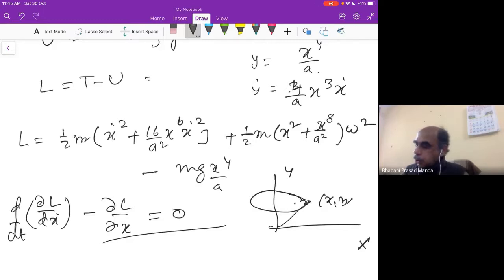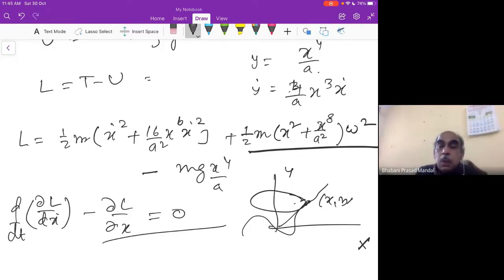This is the position of the particle xy, which is also rotating. I'm not drawing the curve. The curve may be like this. But on that curve, everything is rotating, so it will have a rotational kinetic energy. I only wanted to see whether you can understand the rotational kinetic energy.